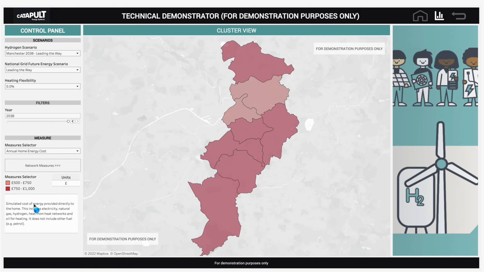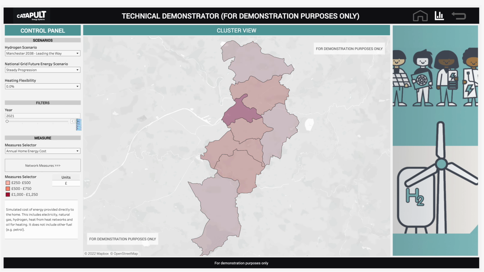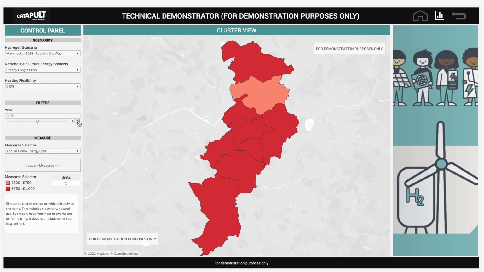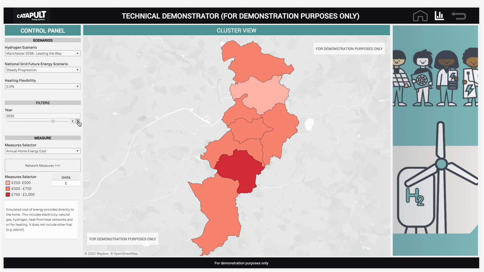Home energy costs. We're going to select leading the way, steady progression, and zero heat flexibility. And this is just showing the cost to the end consumer. So we can see there's some quite high prices there in the current state, but things are going to get significantly worse as well in terms of cost, although it does tail off. But it's important to model this because we need to understand what it means for consumers and cost of living as well.